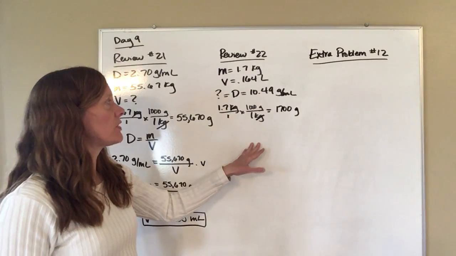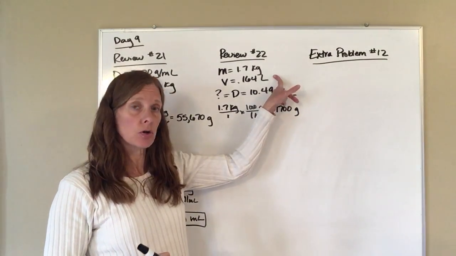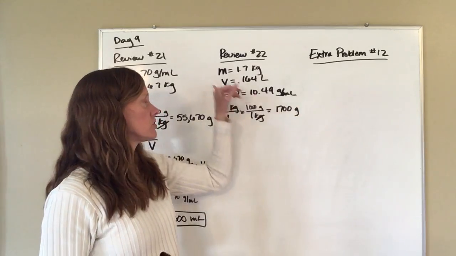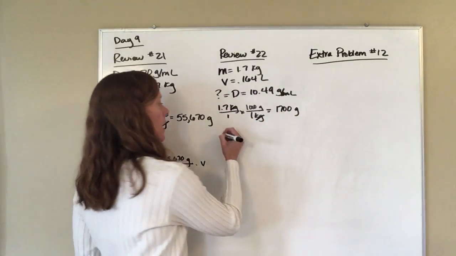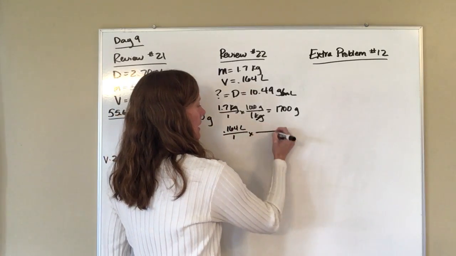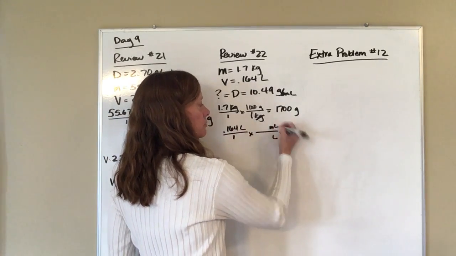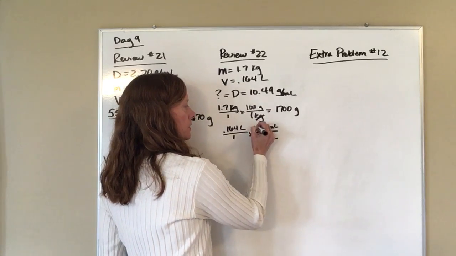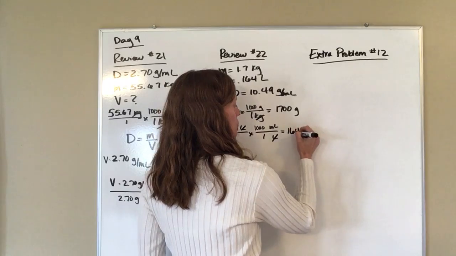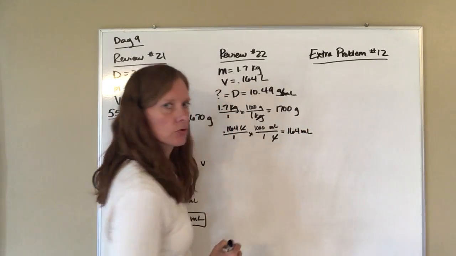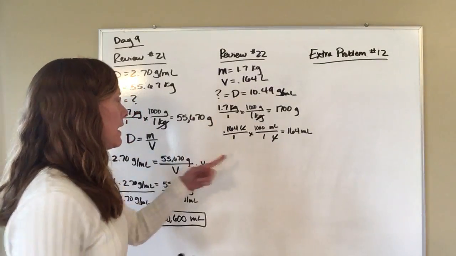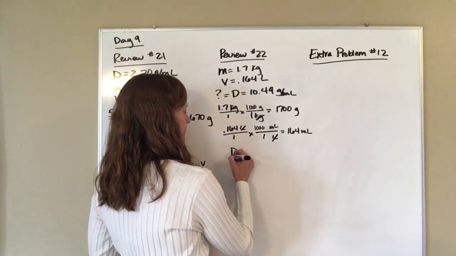You'll also notice that they gave me a volume in liters, but my density is in grams per milliliter. So I've got to change my volume measurement as well from 0.164 liters to milliliters. For every 1 liter, there's 1,000 milliliters, so that will cancel out, and that will be 164 milliliters. So now that I have everything in the right units, I can go ahead and calculate my density.